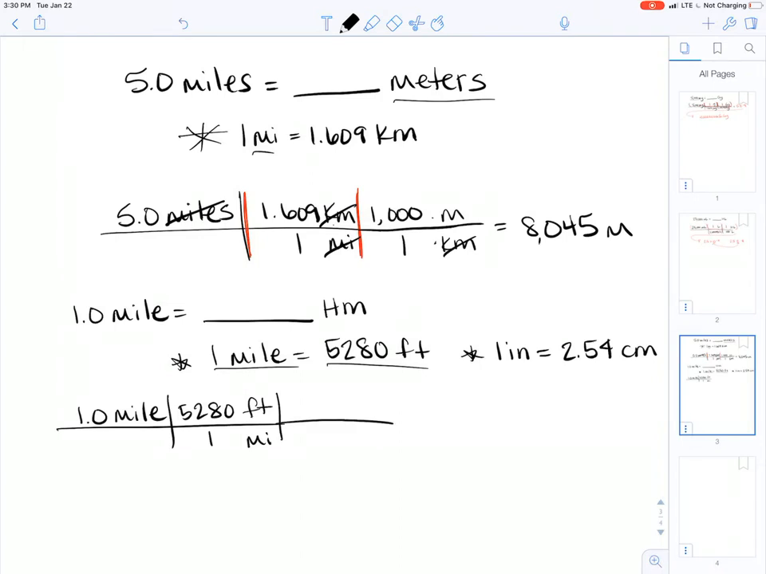So I'm going to continue my tracks, and I've got feet in the top left, so I need to put feet in the bottom right. Now, how can I get to hectometers? Well, I've got this conversion over here that talks about inches. So can I get from feet to inches?